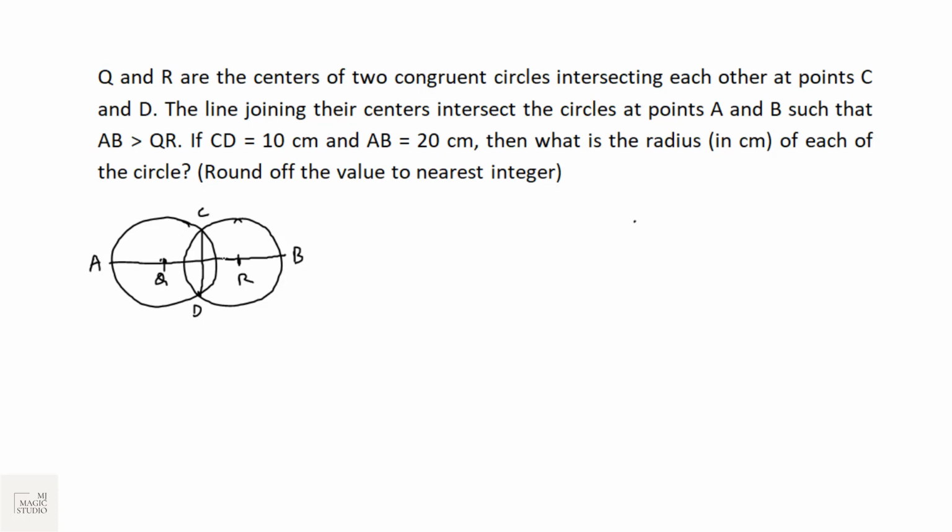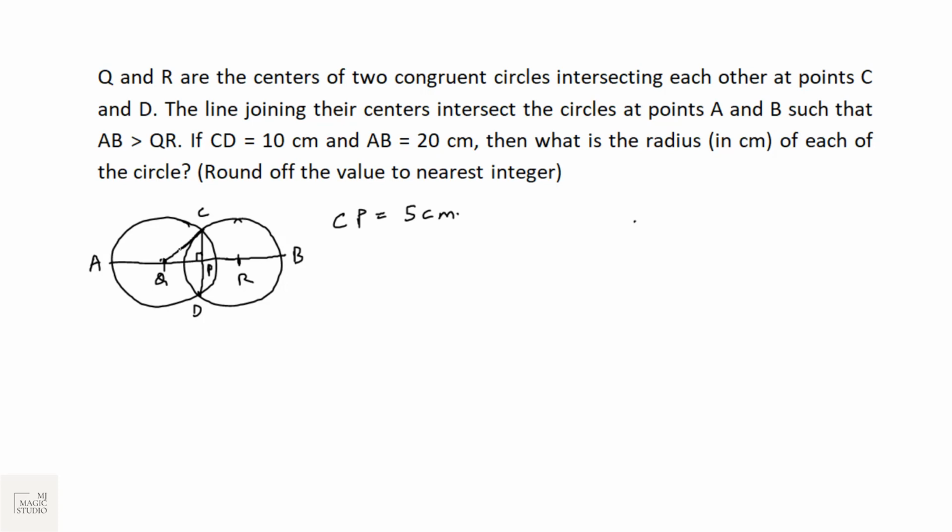Now we need to know one or two properties here. Whenever two circles intersect each other, the common chord is bisected by the line joining the centers, and it is bisected by the perpendicular. That means the line joining the centers is perpendicular to the common chord and it bisects the common chord. CD is equal to 10. Suppose this is point P, then CP is equal to 10 by 2, that is 5 centimeters.